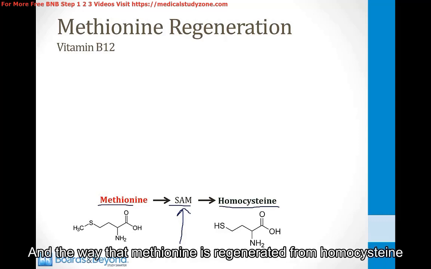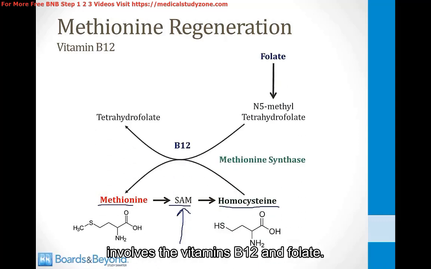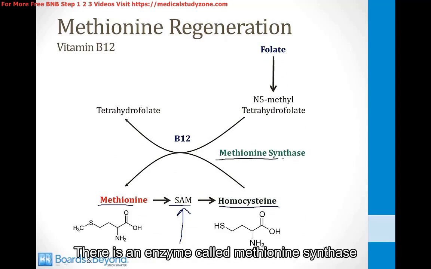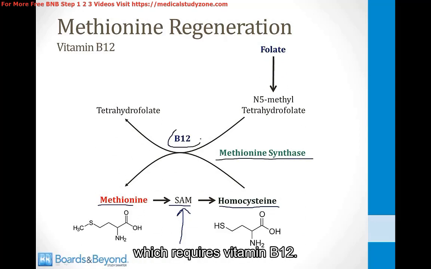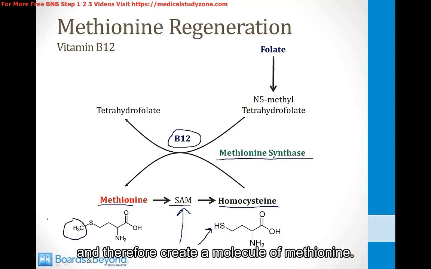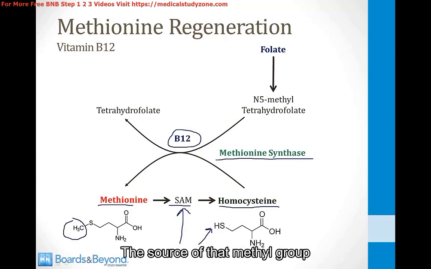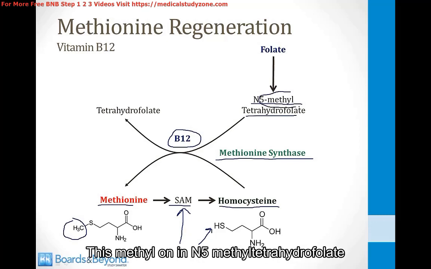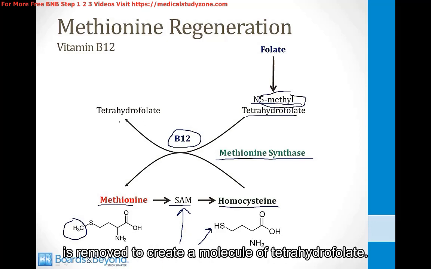And the way that methionine is regenerated from homocysteine involves the vitamins B12 and folate. There is an enzyme called methionine synthase which requires vitamin B12, and it will add a methyl group to this sulfur on homocysteine and therefore create a molecule of methionine. The source of that methyl group is the molecule N5-methyl tetrahydrofolate. This methyl on N5-methyl tetrahydrofolate is removed to create a molecule of tetrahydrofolate.